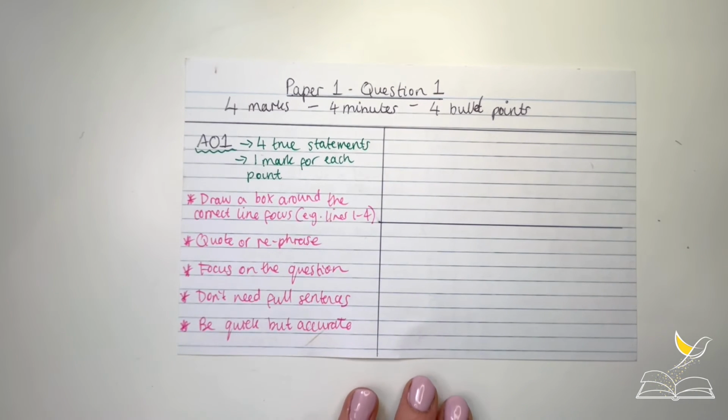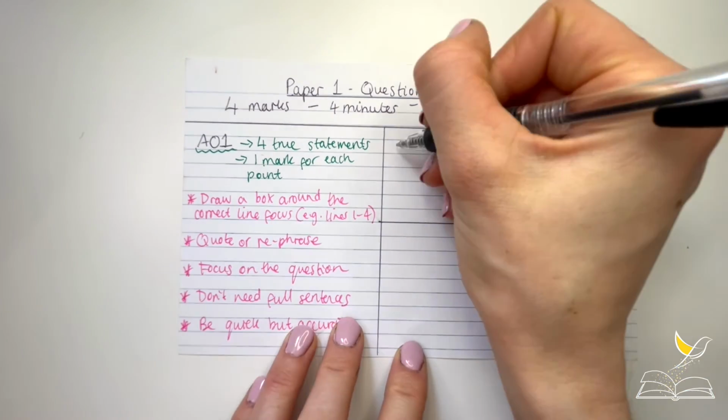And here's an example of the 2018 question 1. It is list 4 things about Mr. Fisher from this part of the source, lines 1 to 4, and you can see there's space for the 4 bullet points there.